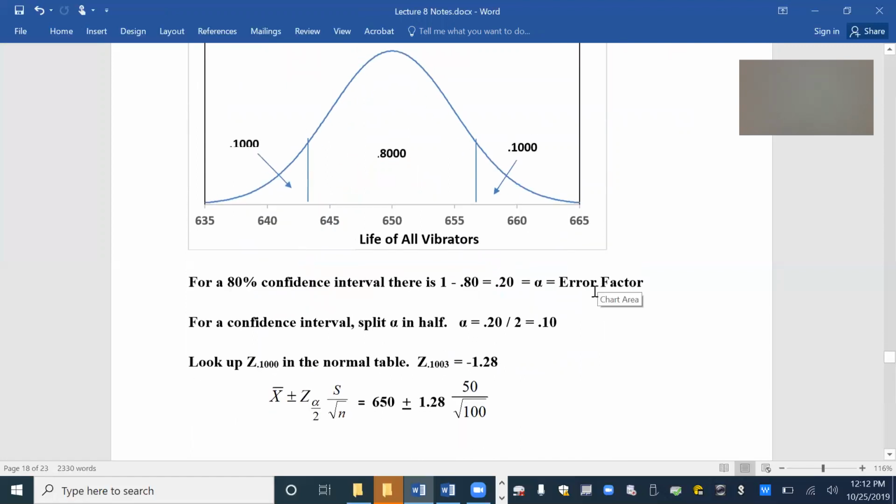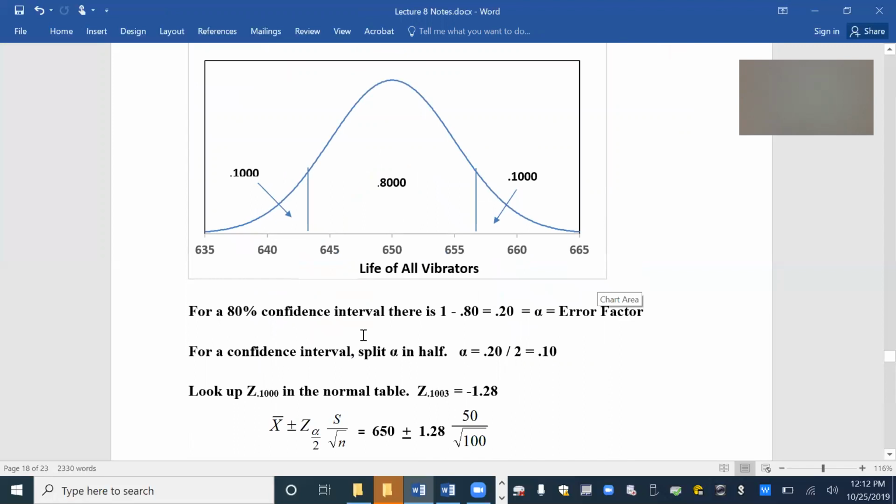All right, so what do I do? Well, I need to either look up, if there's 80% in the area in here, then how much is in the lower tail here? 1 minus 80 leaves 20, and we split it equally in each of the two tails. There's 10 in the lower tail, 10 in the upper tail. You can look up the 10th percentile in the normal distribution, or you can look up the 90th percentile in the normal distribution. Either one will work.